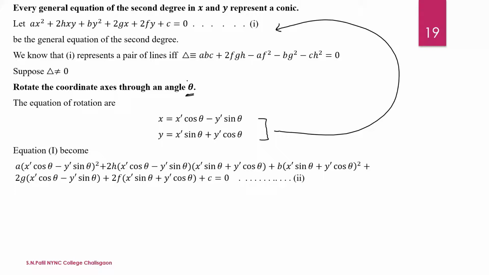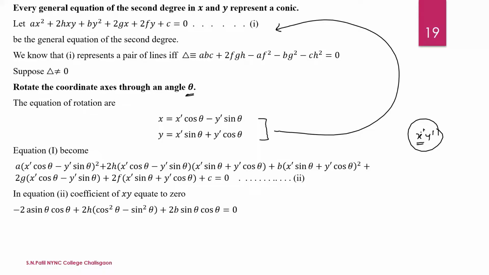So for finding theta, we equate the coefficient of x dash y dash to 0. It means the x dash y dash term becomes 0 in equation number 2. Now after simplifying this, we identify the coefficient of x dash y dash, which is minus twice a sine theta cos theta plus twice h in bracket cos square minus sine square plus twice b sine theta cos theta is equal to 0.